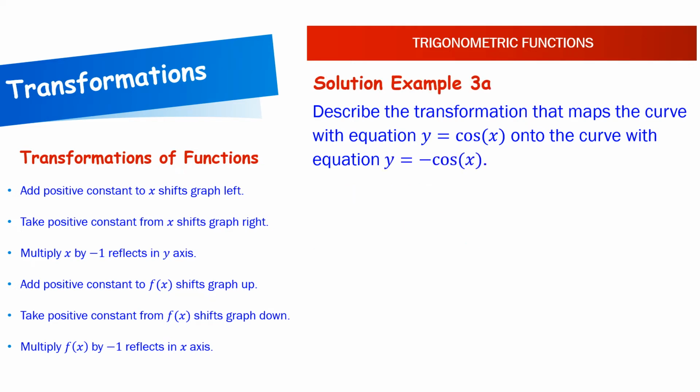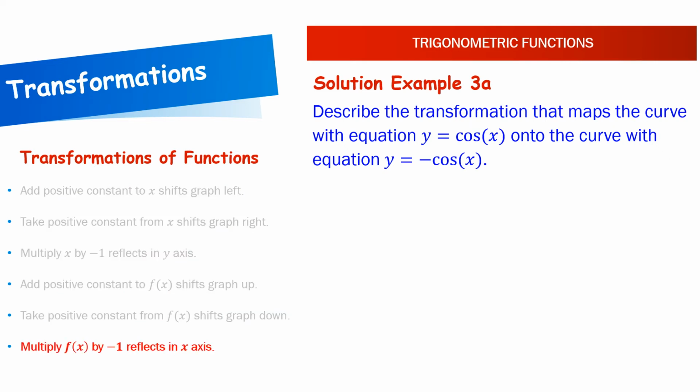Let's take a look at example 3a. We are required to describe the transformation that maps the curve with equation y equals cos x onto the curve with equation y equals minus cos x. Now clearly we've multiplied f of x by minus 1. This is a reflection in the x-axis. Therefore the function y equals cos x is reflected in the x-axis to give the equation y equals minus cos x.